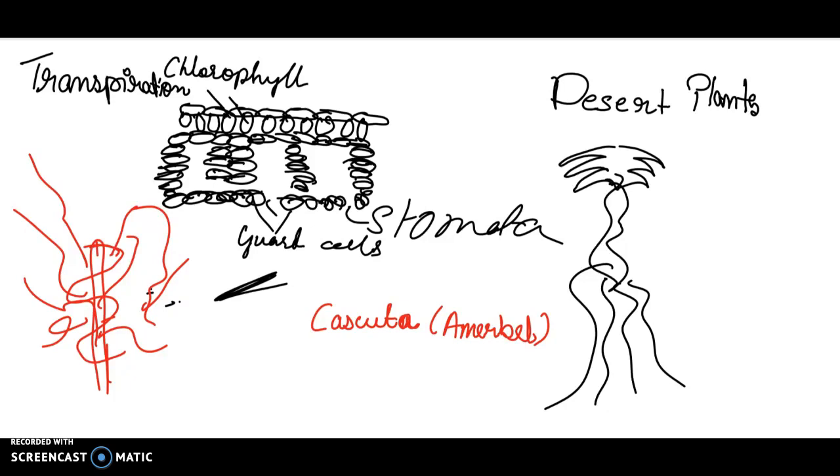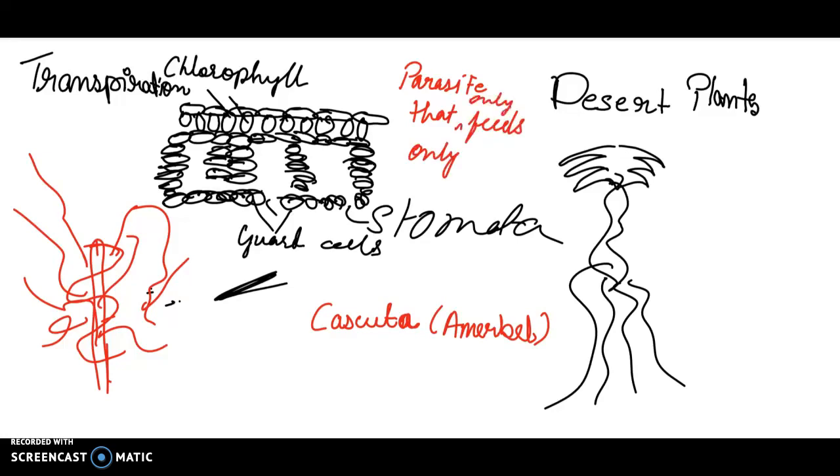So a parasite is an organism that only feeds and derives nutrients but does not give anything in return. That means the parasite is a trouble to the host. The parasite does not do anything good for the host and takes only nutrients.